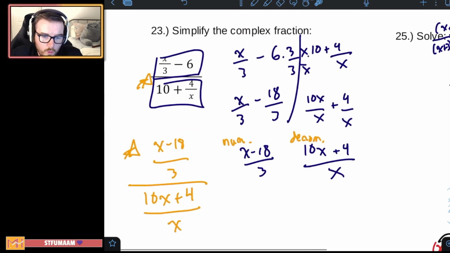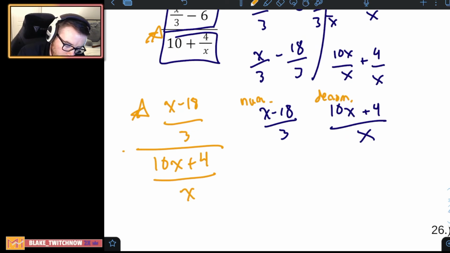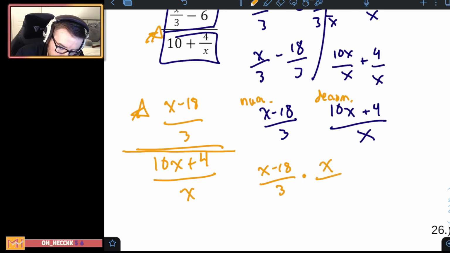So what's so great about that? Well, that's because we can now divide, aka multiply by the reciprocal.